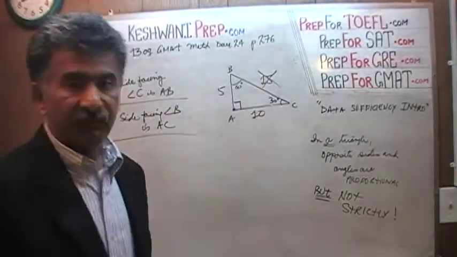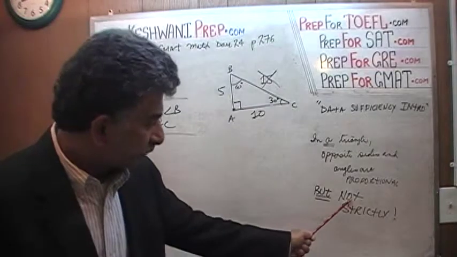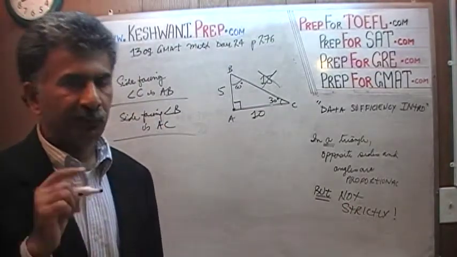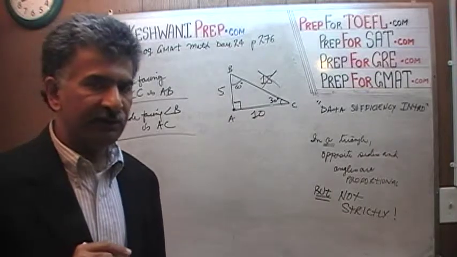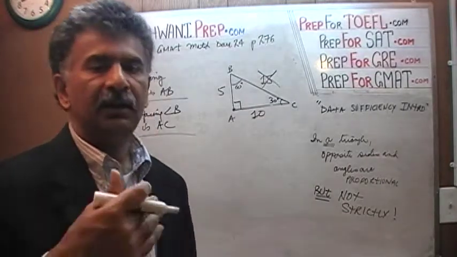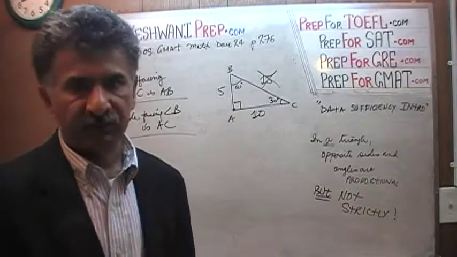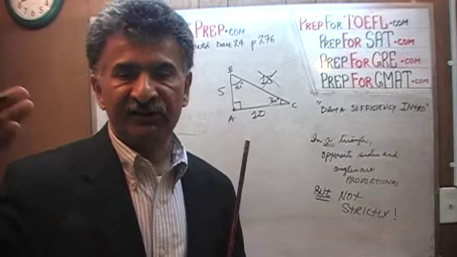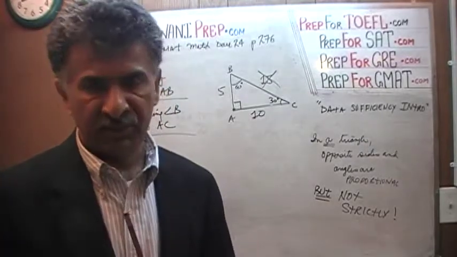B to C would have been 15 if they were strictly proportional. They are not strictly proportional. They do not go in a strict ratio. All it means is that the bigger the angle, the larger the opposite side, or vice versa. But it does not mean just because the angle is twice as large, the side facing that angle is going to be necessarily twice as large.